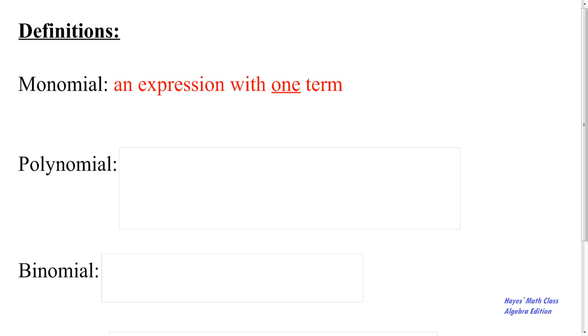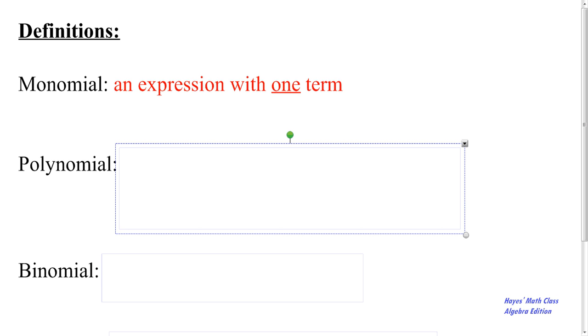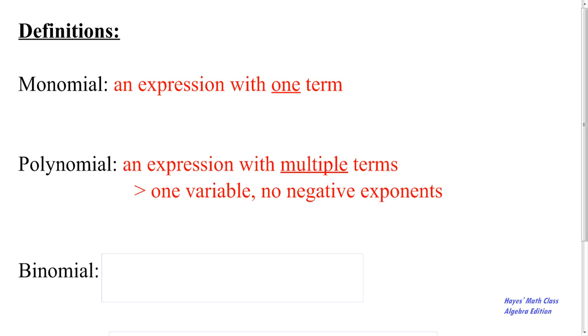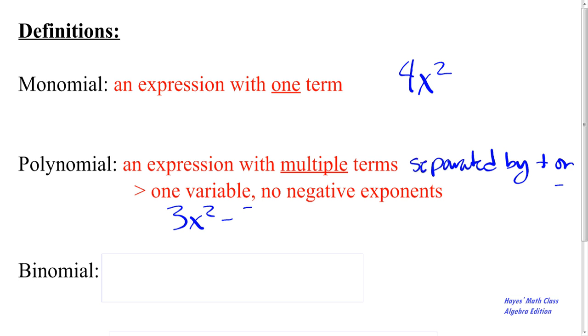Definition of polynomial, already broke it up. So an expression with multiple terms. One variable, there's no negative exponents. So for example, monomial might be 4x squared. One term. And they should be separated by adding or subtracting. So one variable, no negative exponents. So for example, 3x squared minus 7x plus 9.